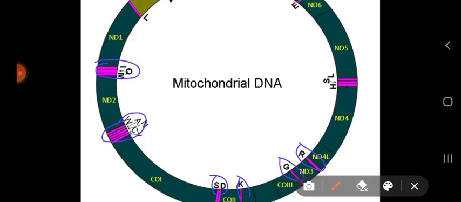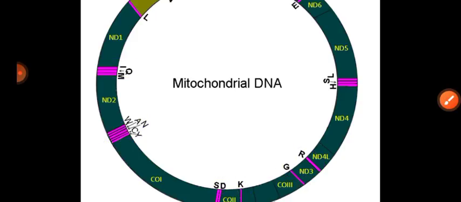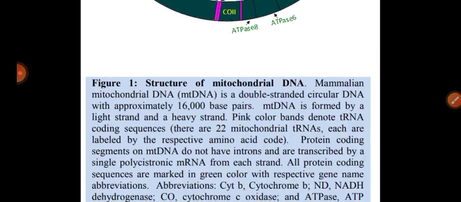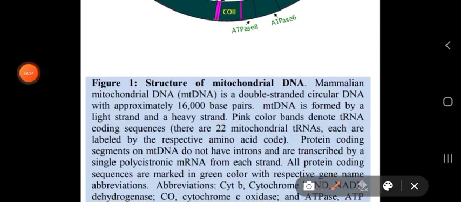I will be giving you in the notes the one letter amino acid code, showing what type of amino acid is coded by each letter. Otherwise, we use the three-letter code of amino acids. So all the pink regions represent the tRNA that will carry the particular amino acids.